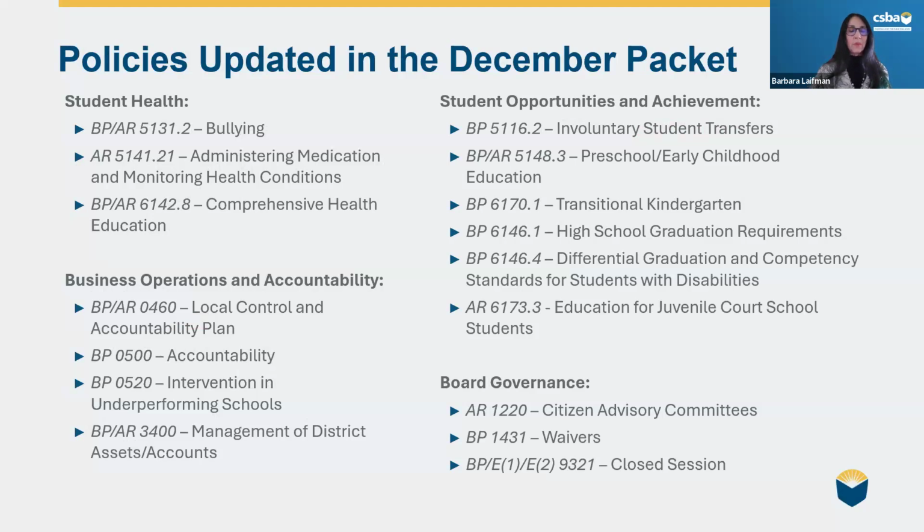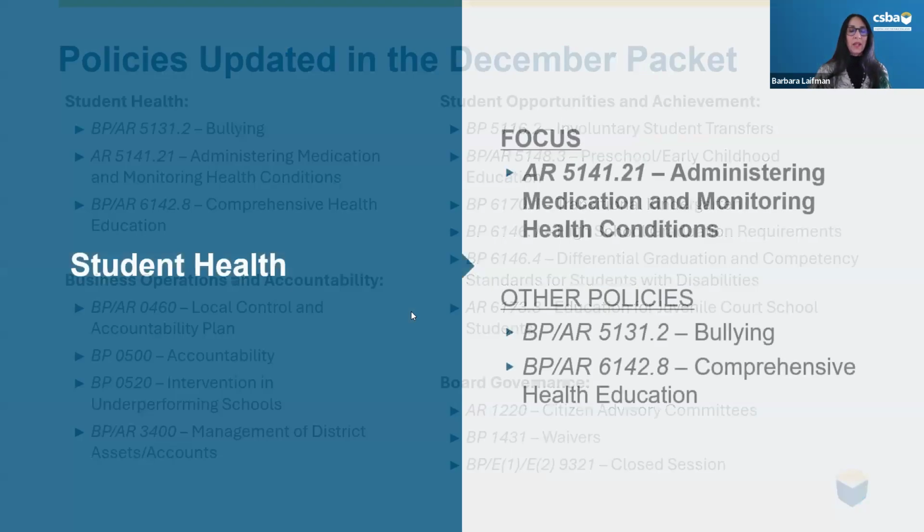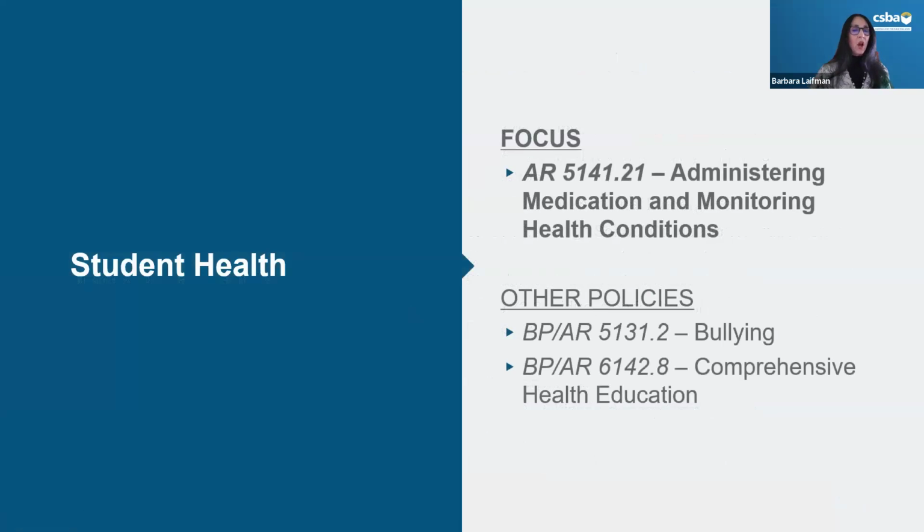Next slide, please. Finally, what you're here for, highlights from the December policy packet. Our presentation is divided into four categories: student health, which will be led by Dustin; student opportunities and achievement, which will be led by Meghan and Bob; business operations and accountability, which will be led by Josh; and board governance, which will be led by Josh and Bob. And again, time for questions and answers at the end of each section, as well as at the end of the presentation. All right, so let's turn it over to Dustin for a discussion about student health.